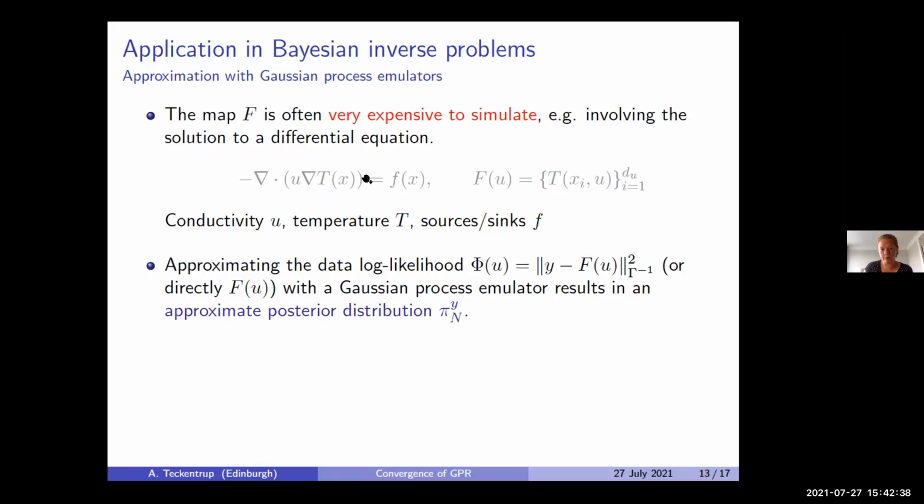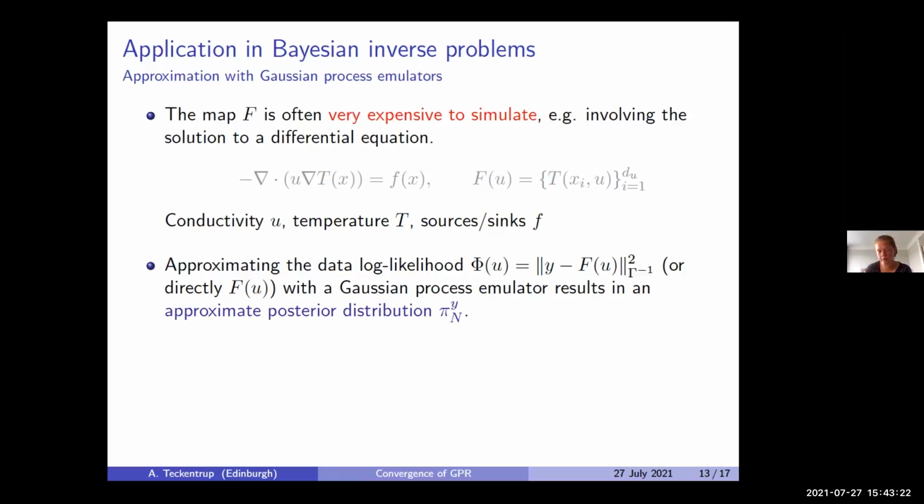This would be a model that you're given, and the data that you have observed would be the temperature at some points xi. From these values of the temperature, you want to recover what the conductivity U of the body was. In this case, F of U is very expensive to simulate because it involves the solution of this PDE, since you have to find the value of T at different points xi for a given U. So in this context, you can use Gaussian process regression or Gaussian process emulators to approximate F.